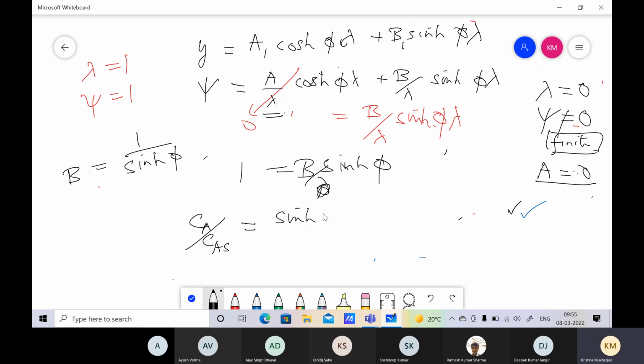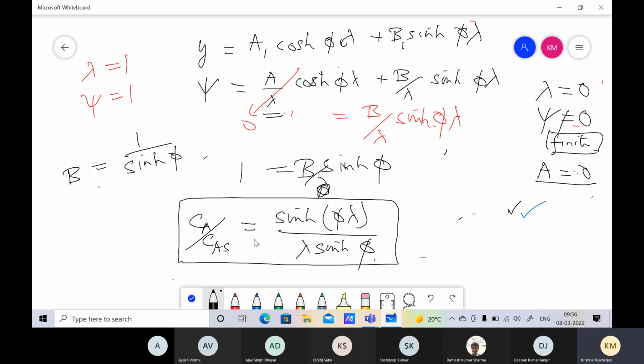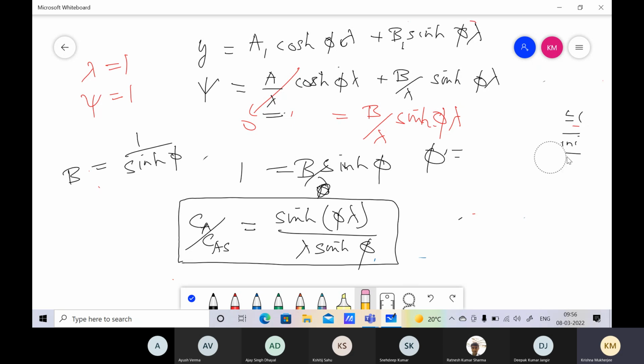sine upon lambda sine, okay? So we have this as the profile of CA by CAS for a situation with mass transfer coefficient, where psi is equal to, I hope you remember what psi was, right? And so let us end the class here by simply saying that this plot can be made.